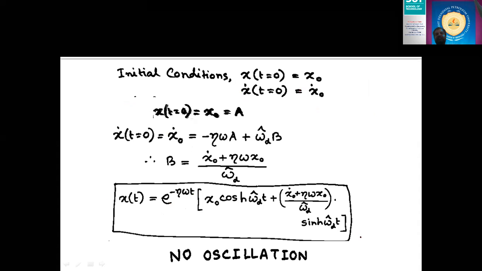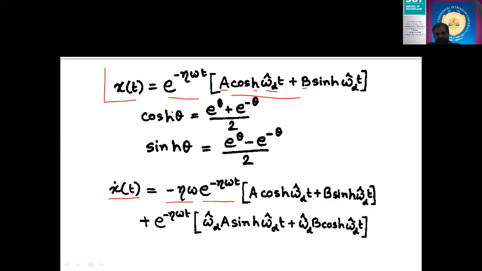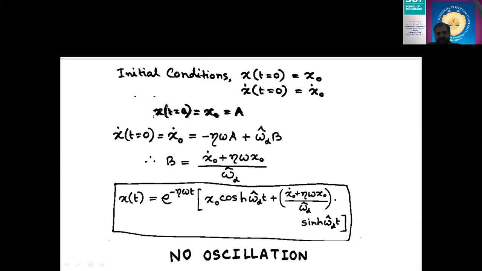Now use the initial conditions. x at t equal to 0 is x0. So put t equal to 0 in the original equation. In this equation, e raised to 0 is 1, A cosh 0 is 1, so 1 into A is A. B sinh 0 is 0, so B into 0 becomes 0. So A into 1, so x0 is equal to A. So the x0 value I got.